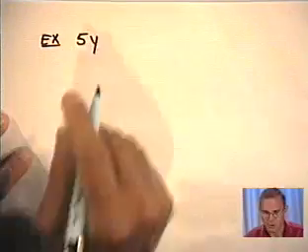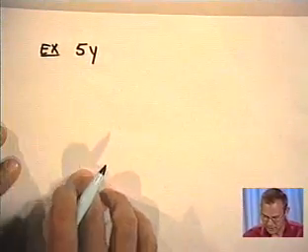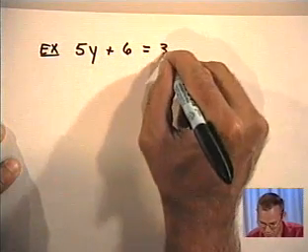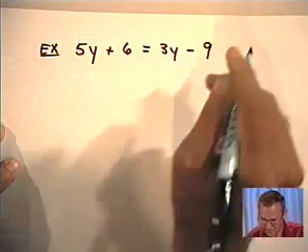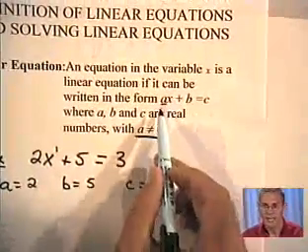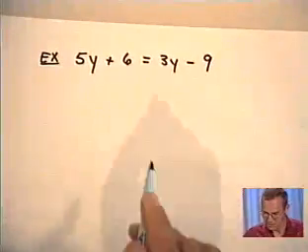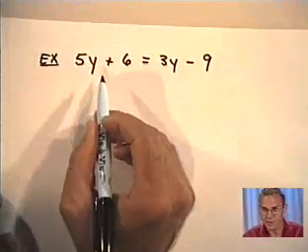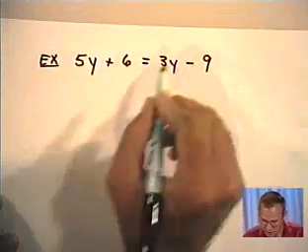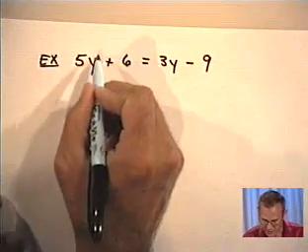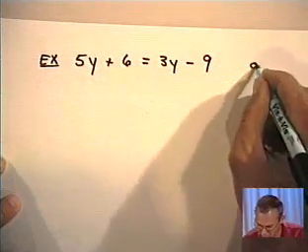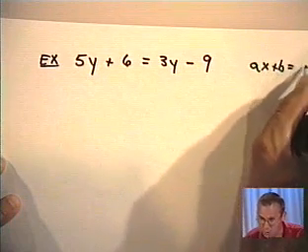Here will be an equation with the variable y. How about 5y plus 6 equals 3y minus 9. Now that doesn't look like our form, but this is y, and the power is 1. Whenever I see an equation where the variables have a power of 1, let's try to get it in the form of ax plus b equals c.